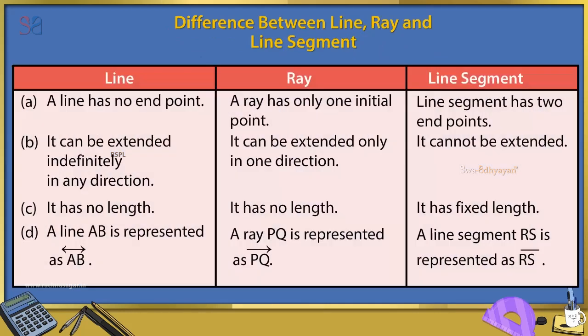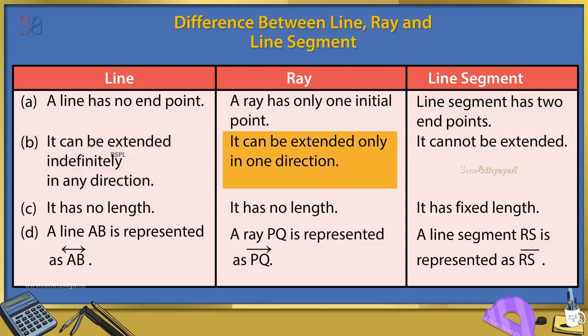Line, ray, line segment. A. A line has no end point. A ray has only one initial point. A line segment has two end points. B. It can be extended indefinitely in any direction.